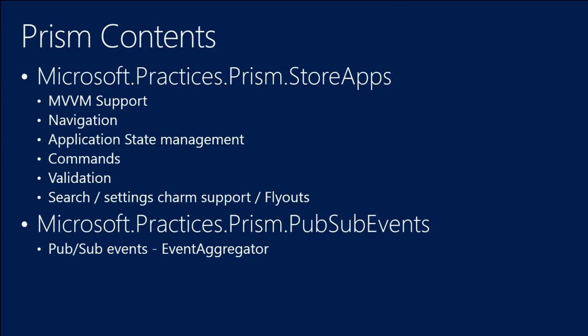And pub/sub events are basically a loosely coupled communication pattern, so that you can have publishers and subscribers that don't have any direct dependencies on each other. The main place it really comes in with MVVM is so that view models can talk to other view models without having coupling between them.